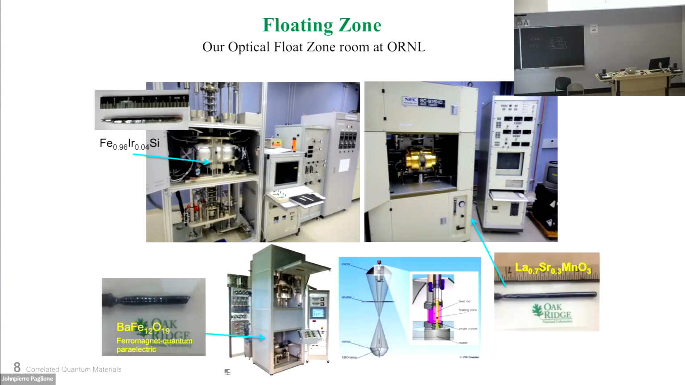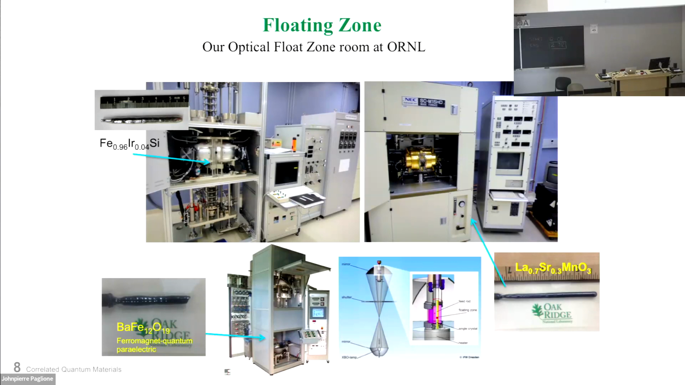This is our floating zone area at Oak Ridge. We have 3 floating zone furnaces. I've got a laser pointer, we're trying to get another. Anyway, the upper left, that's a 4-mirror furnace.